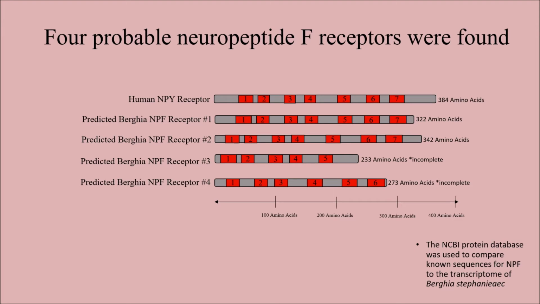A hallmark of G-protein coupled receptors is that they have 7 transmembrane regions. I've highlighted the transmembrane regions in red. As you can see, the predicted receptors 3 and 4 are incomplete, which is a consequence of the sequencing technology.